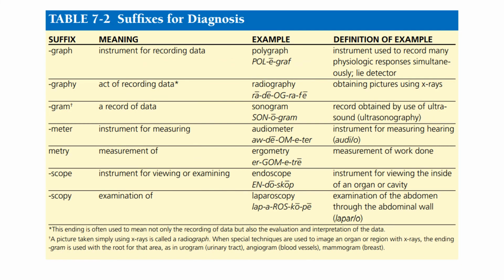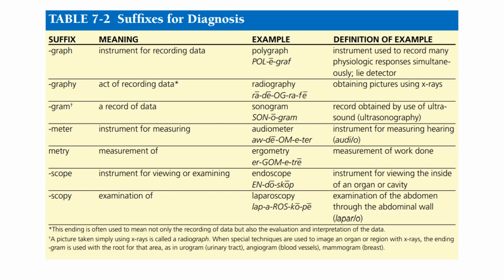Next, suffixes for diagnosis. Graph, meaning instrument for recording. So polygraph is the lie detector machine. Poly means many, so an instrument used for many recordings. Next, we have graphy, an act of recording data. And gram, a record of data. So those three are different. When we say graph, it is the instrument used for recording. When we say graphy, it is the act of recording. Then we have gram, a record of the data.